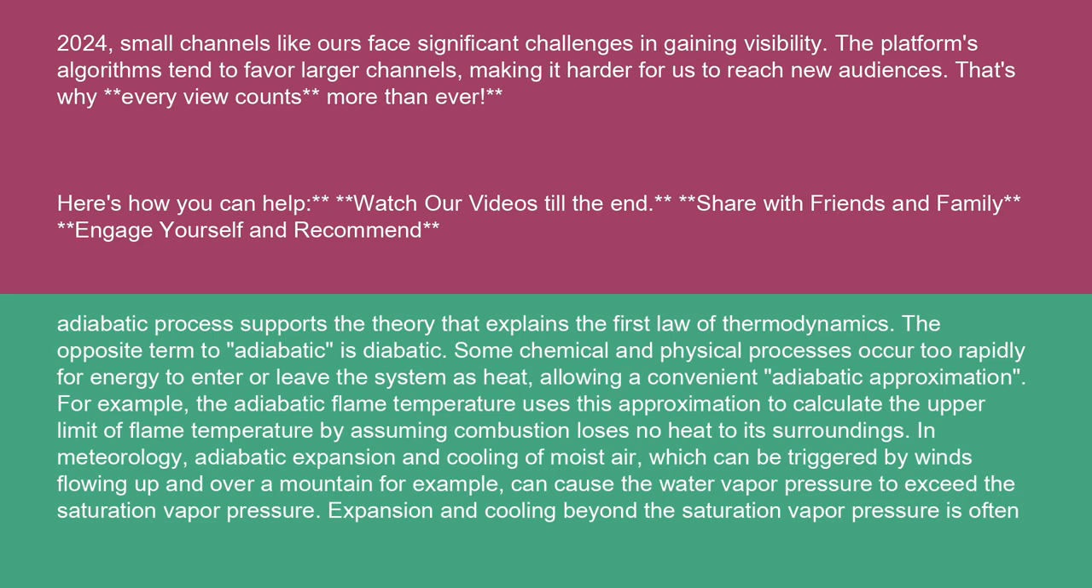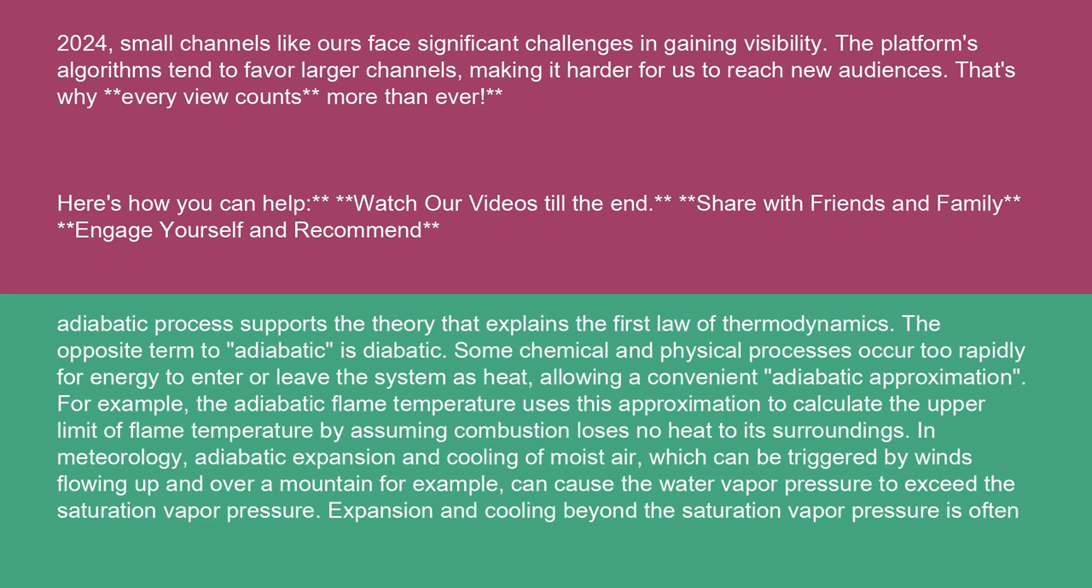Some chemical and physical processes occur too rapidly for energy to enter or leave the system as heat, allowing a convenient adiabatic approximation. For example, the adiabatic flame temperature uses this approximation to calculate the upper limit of flame temperature by assuming combustion loses no heat to its surroundings.